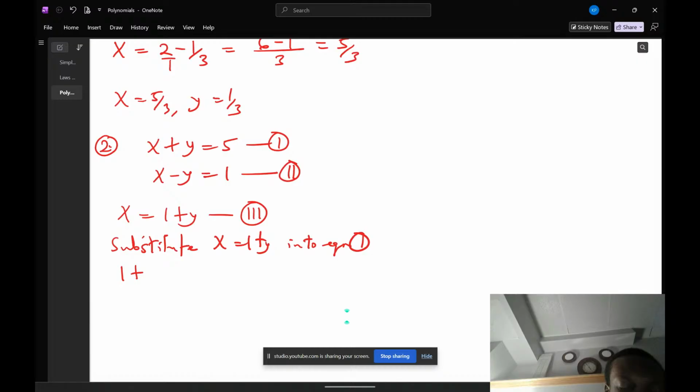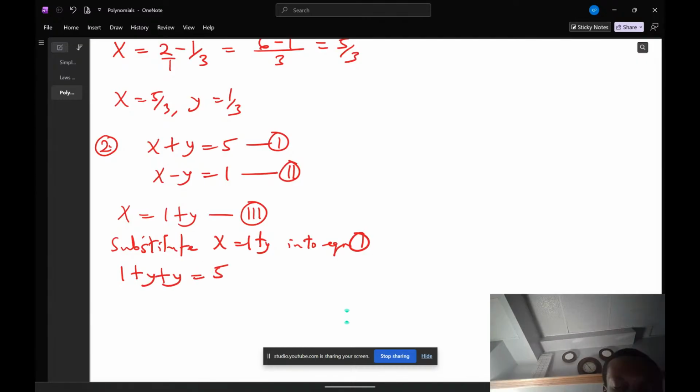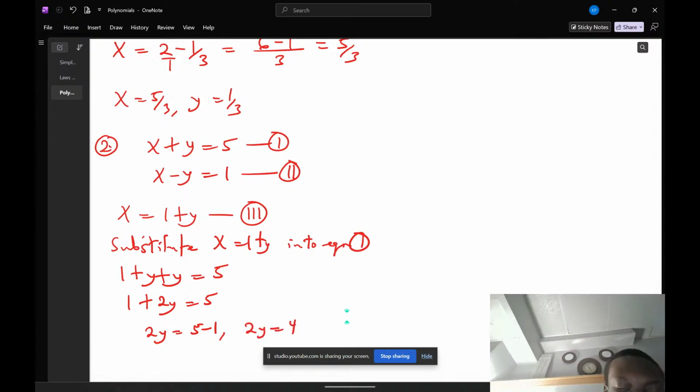So that'll be 1 plus y plus y is equal to 5. Okay, so that'll be 1 plus 2y is equal to 5. So 2y is equal to 5 minus 1. So 2y equals 4. y is equal to 4 divided by 2, which will give us 2.